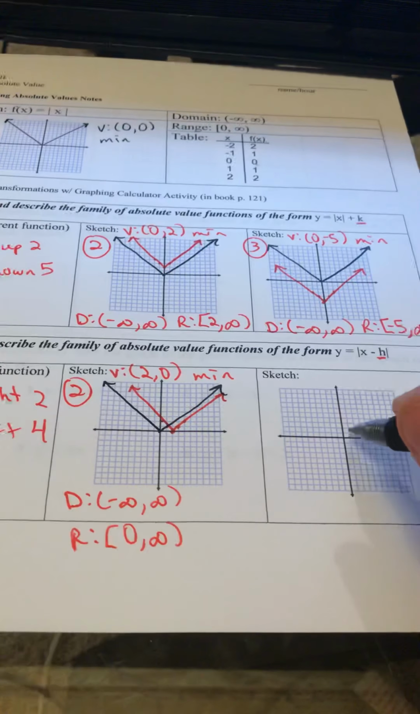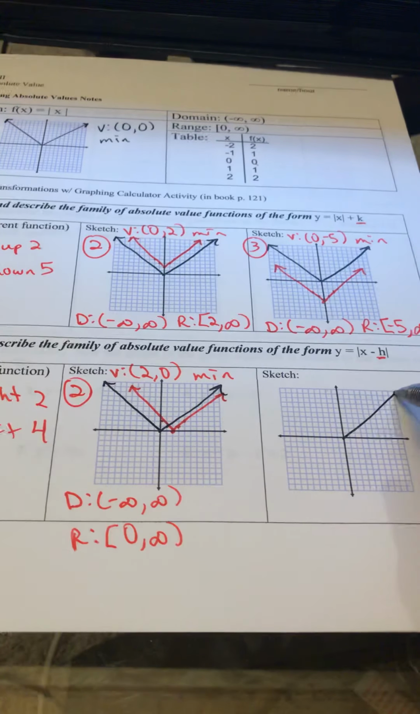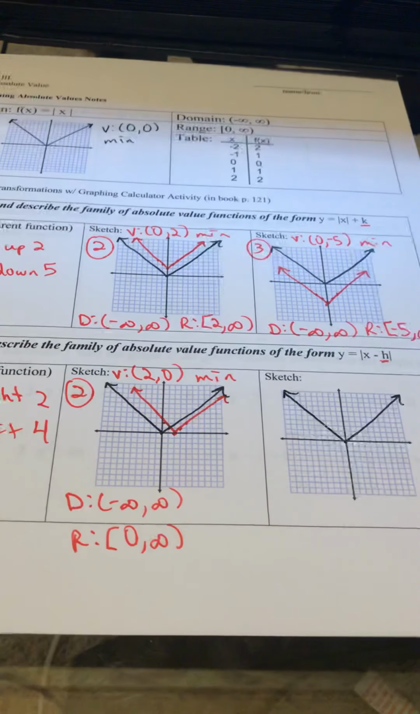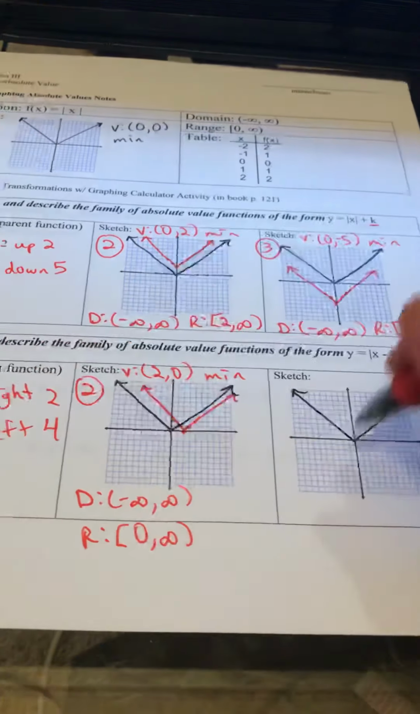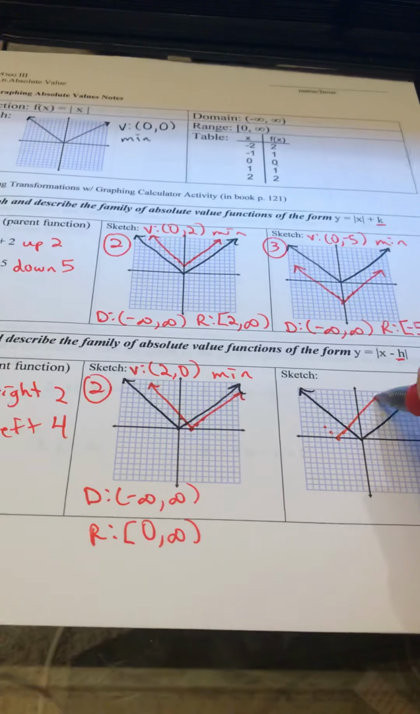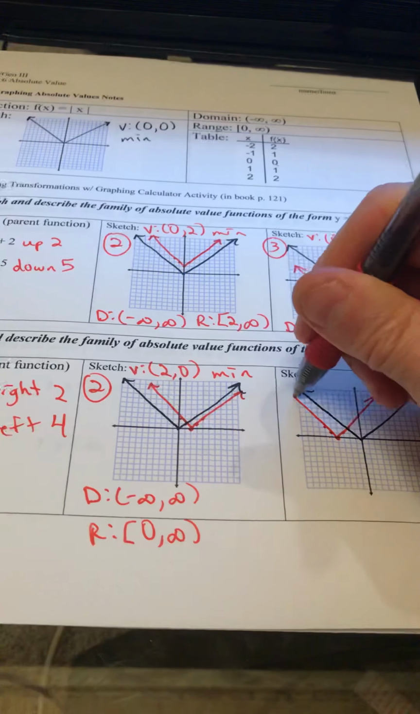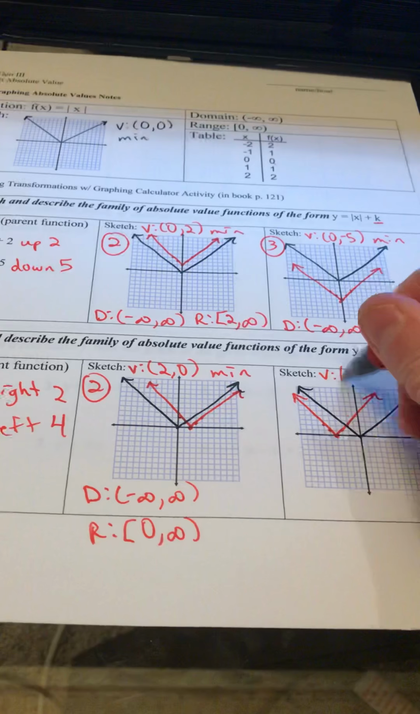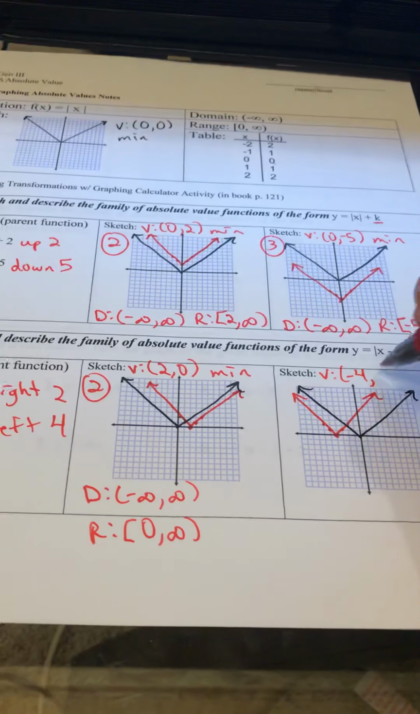For example 3, again, I am going to sketch our parent function and shift it left 4. So again, I'm going to take my vertex left 1, 2, 3, 4. And when we do that, your vertex now is negative 4, 0.